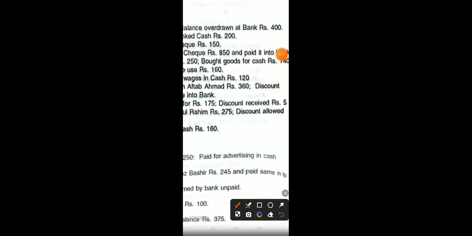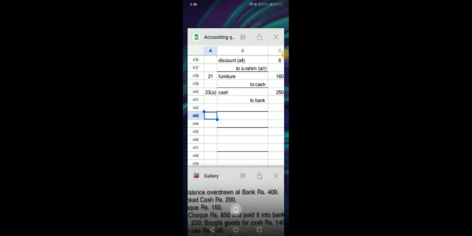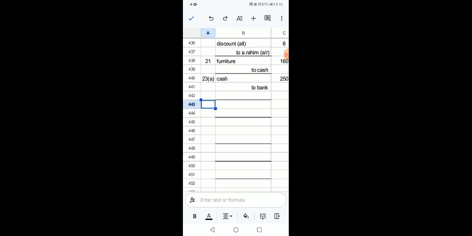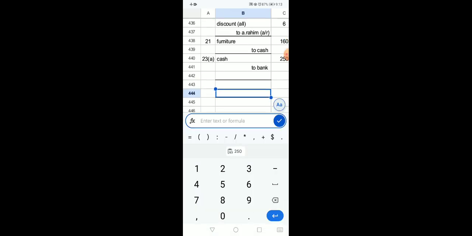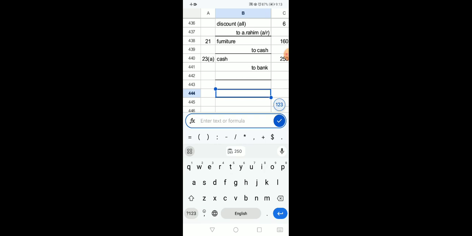But 23 has a second part, and that is what? Paid advertisement in cash. As you are paying, it means your cash in hand is going out. Cash is going out, meaning cash in hand is decreasing. Decrease in cash in hand, decrease in asset. Decrease in asset should be mentioned on the credit side, so cash is going out. For what purpose are you paying this cash? That is advertising, and you are paying, meaning advertising is an expense. Expenses should be mentioned on the debit side, so you will write advertising expense. You may write over here as an expense.